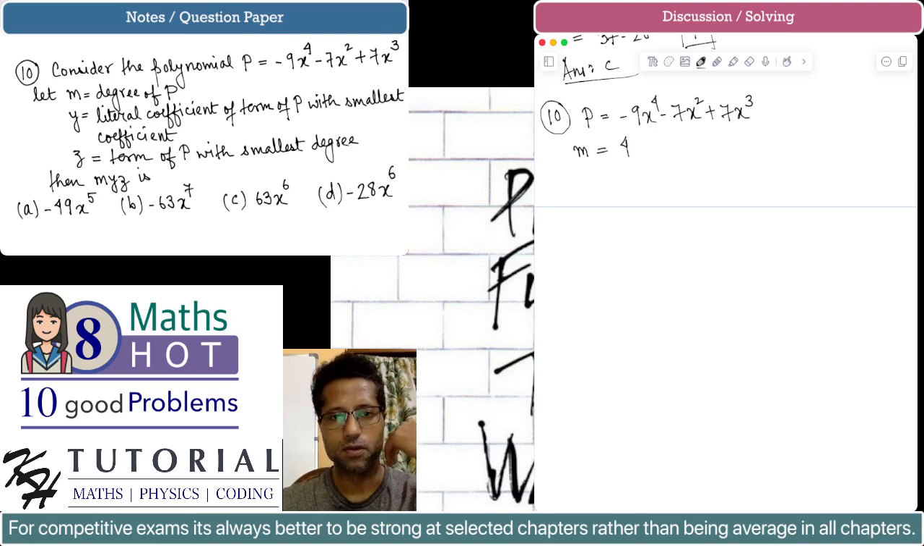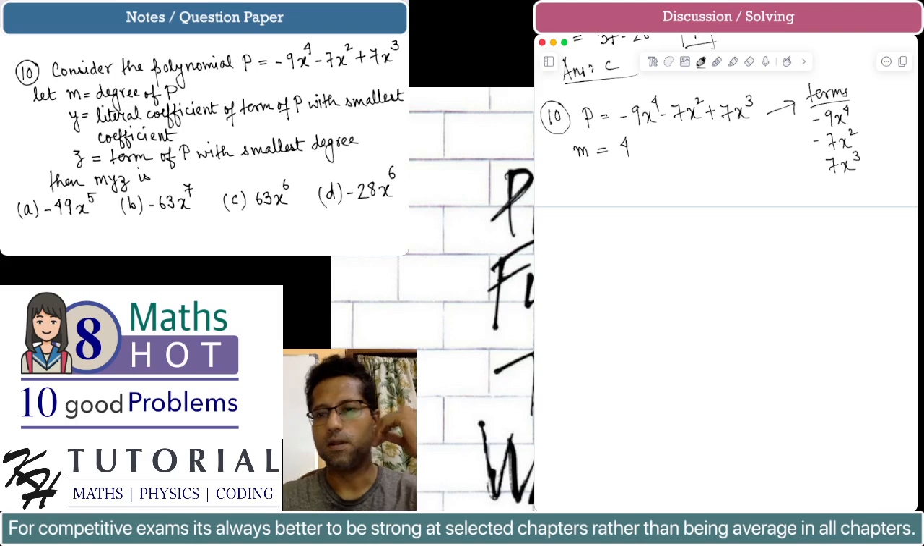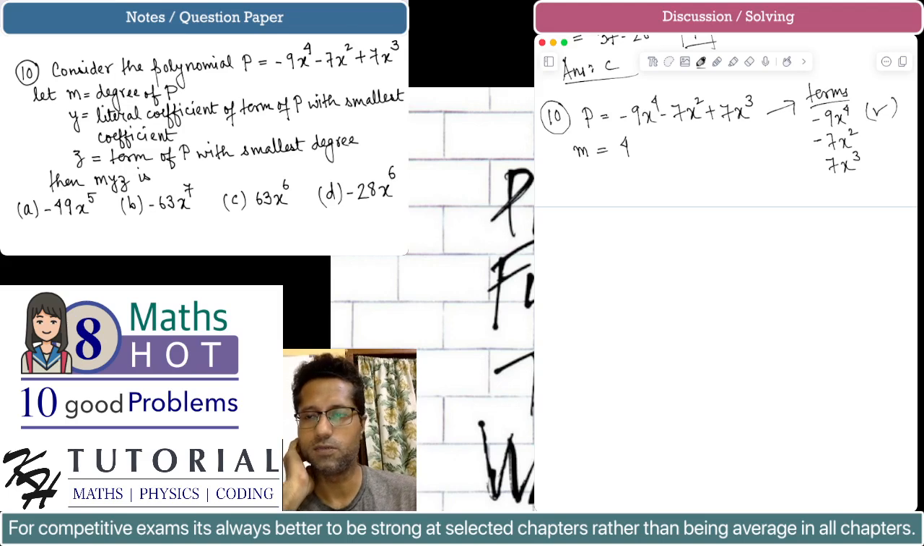Y is equal to the literal coefficient of the term of p with the smallest coefficient. Now, what are the terms of the polynomial? It is minus 9 x to the power 4, minus 7 x square and 7 x cube. The coefficients of the terms are minus 9, minus 7 and 7. So the smallest coefficient is minus 9.